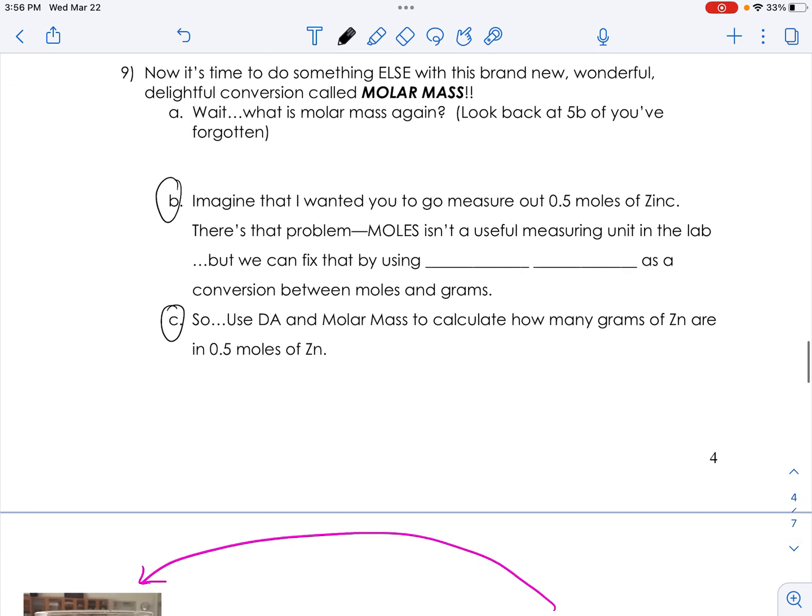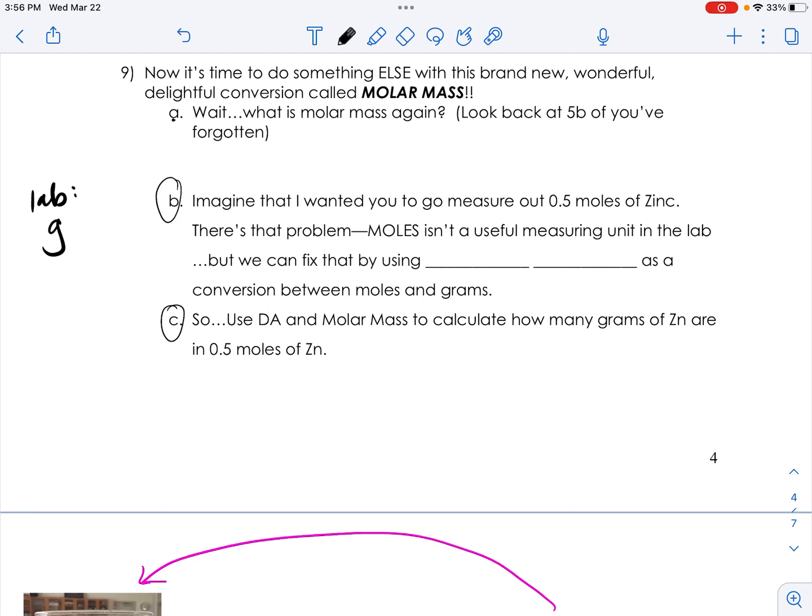It says, now it's time to do something else with this brand new, wonderful, delightful conversion called molar mass. Remind yourself what molar mass is, okay? Then it says, imagine that I wanted you to measure out 0.5 moles of zinc. There's a problem. Moles isn't a useful measuring unit in the lab, okay? In the lab, we measure using grams always.